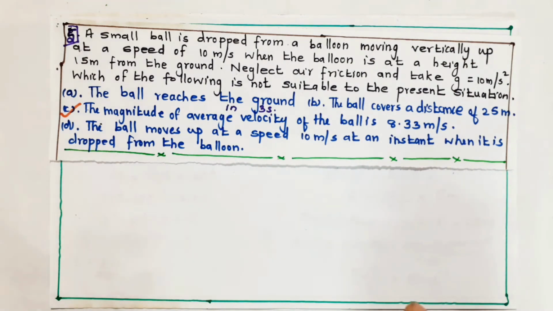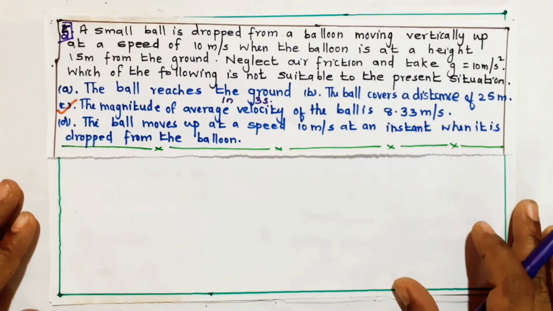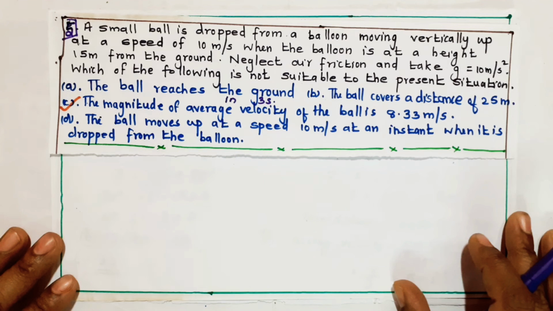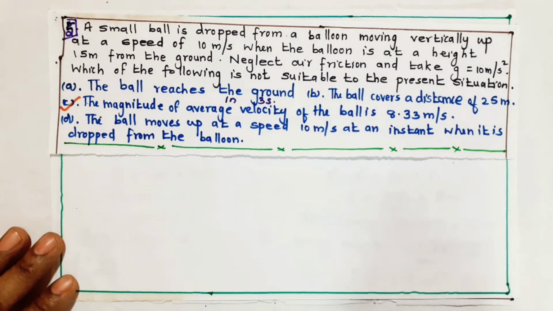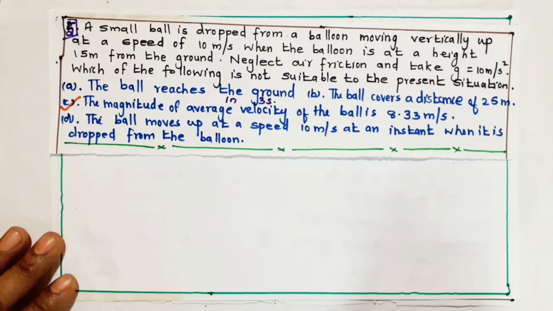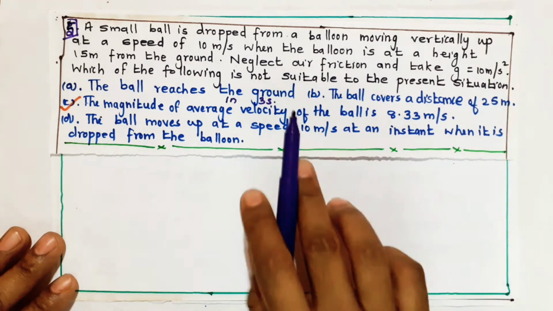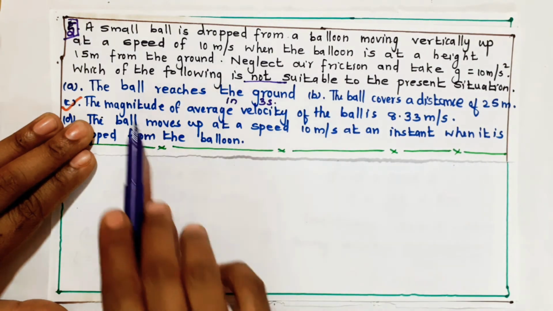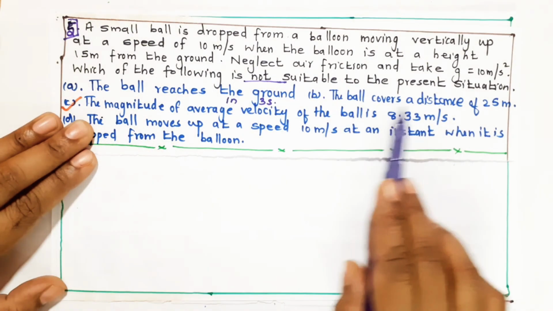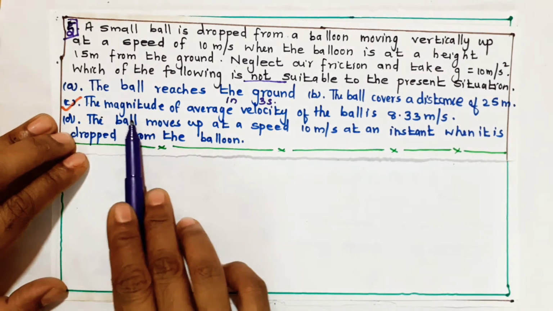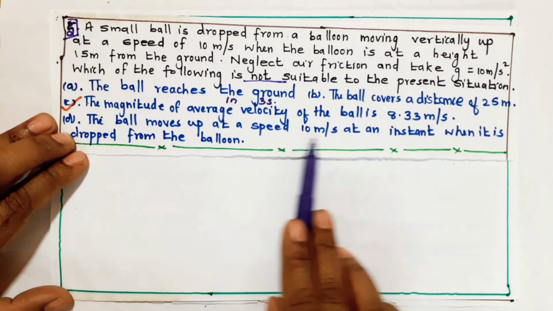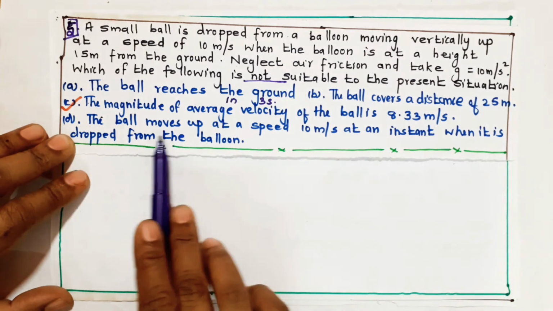It's a very, very important sum. A small ball is dropped from a balloon moving vertically up at a speed of 10 meters per second, when the balloon is at a height of 15 meters from the ground. Neglect the air friction, take G as 10 meters per second square. Which of the following is not suitable for the present situation? Ball reaches the ground in 3 seconds. Ball covers the distance of 25 meter. Magnitude of average velocity is 8.33 meter per second. Ball moves at a speed of 10 meter per second at an instant when it is dropped from the balloon.